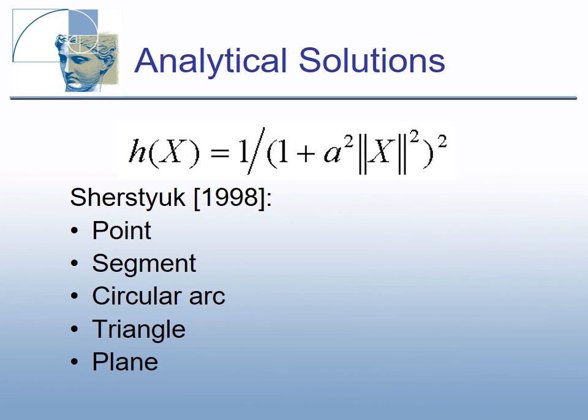As we mentioned, numerical integration usually requires heavy computations. However, with a good choice of skeleton elements and a kernel function as shown on this slide, one can get analytical formulation for convolution surfaces, as it was done by Sherstyuk in 1998. He derived analytical expressions for the following skeletal elements of convolution surfaces: point with the kernel itself as a scalar field, segment, circular arc, triangle, and a plane. These elements made a good toolset for modeling quite complex convolution surfaces.